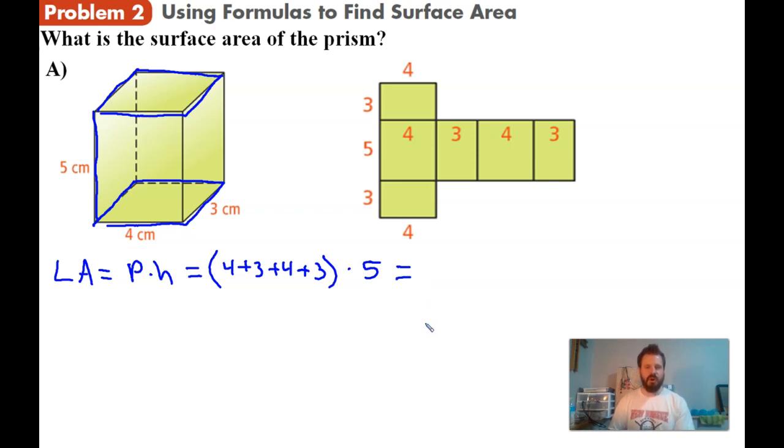And what that's going to do, all in one step, is take care of this lateral area, this entire rectangle. 4 plus 3 plus 4 plus 3 from the perimeter of the base times the 5. That'll knock this whole area out in one step for me. So what do we got here? 14 times 5, 70.